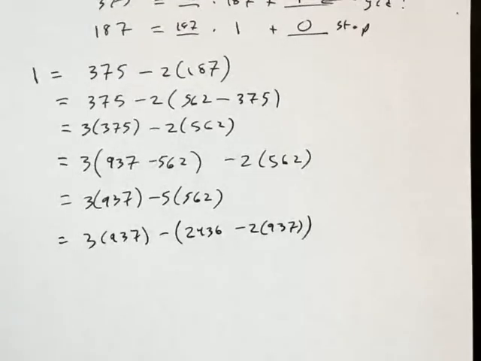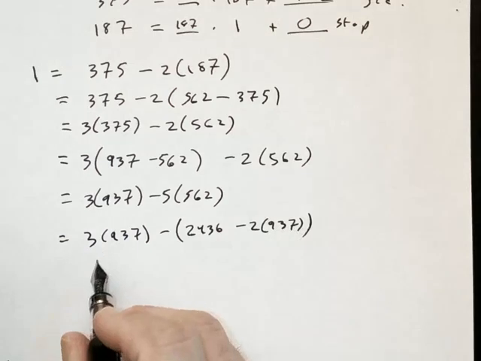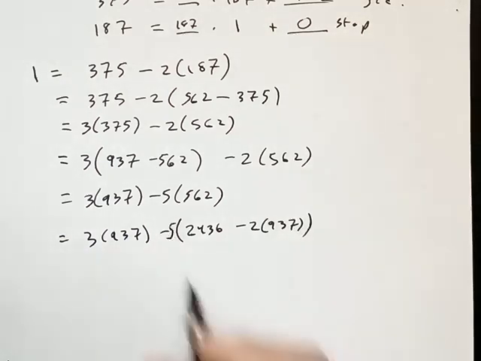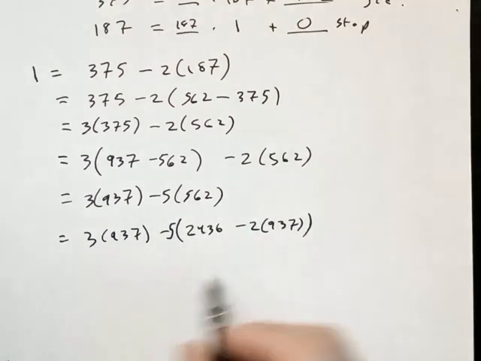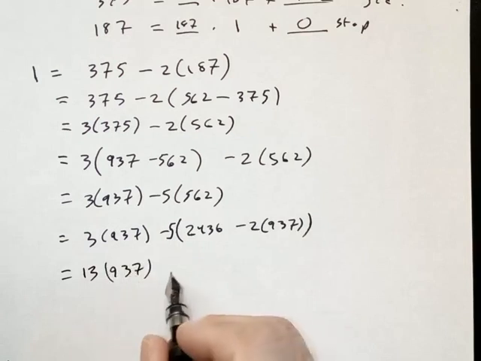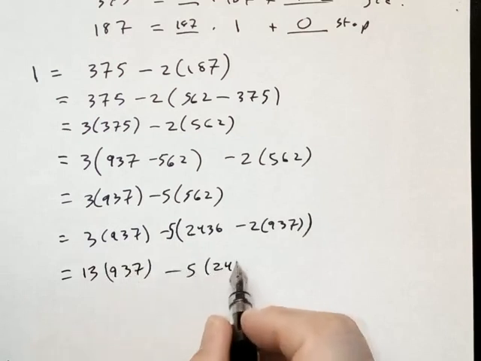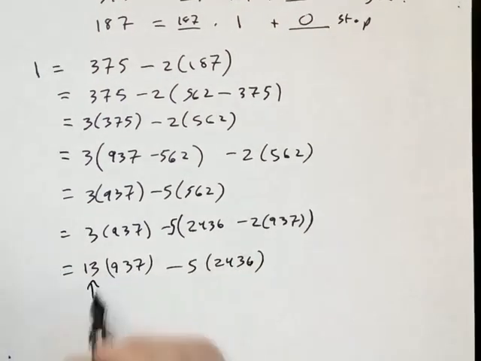Now I've got the two numbers I was interested in. I've got 937, that's my R, and I've got 2436, that's my mod. So when I distribute, oh, I forgot to write down the 5. How many 937s come out of this part? Plus the 3 more gives me 13 times 937 minus 5 times 2436. Hey, wait a minute. This number, 13, that's S.